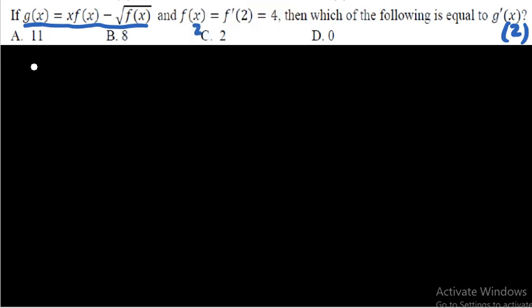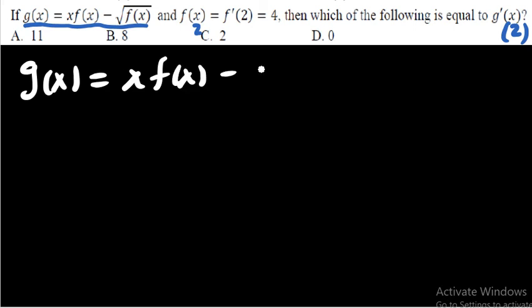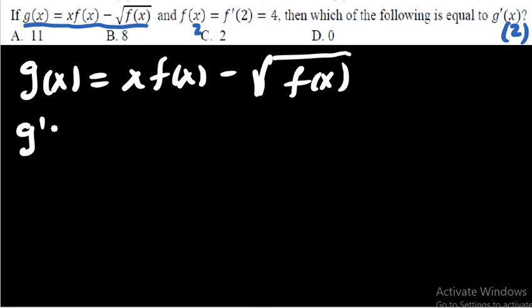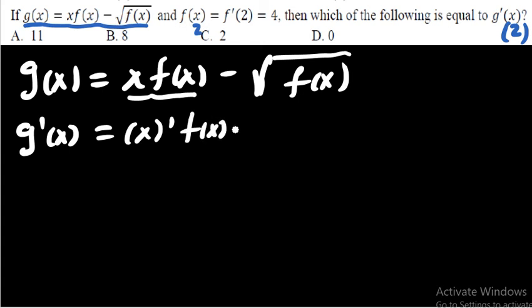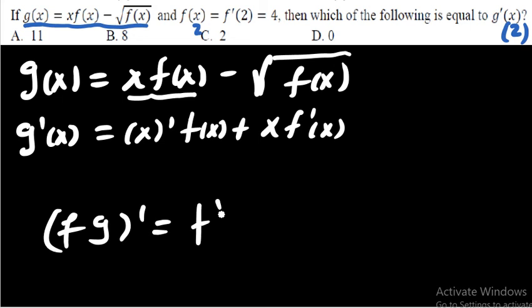G of x is equal to x times f of x minus the square root of f of x. So when you say g derivative of x, here we need to apply product rule because there are two functions, x and f of x. Product rule says the first derivative times the second as it is, plus the first as it is times the second derivative. If you have fg, the whole derivative means f derivative g plus fg derivative. So minus then the square root.